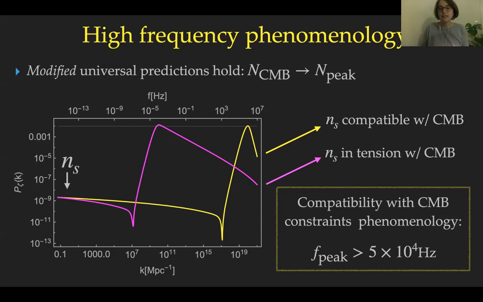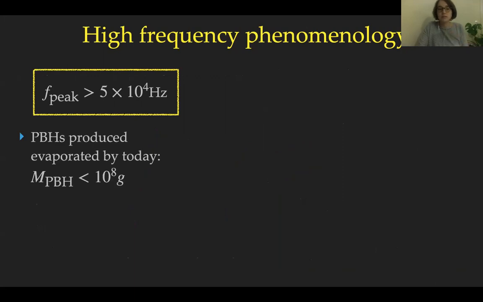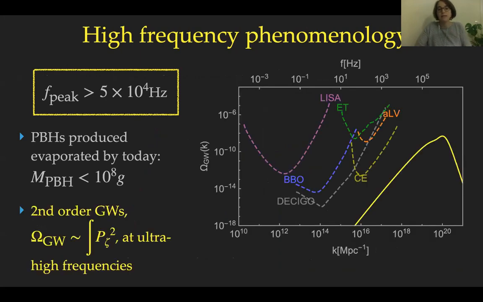So what we have found is that in order for the models to be compatible with the CMB, the phenomenology is constrained, and in particular, the scale of the peak is constrained to be at very high frequencies. In particular, here you can see the correct expression. And the consequence of this is that the primordial black holes produced are evaporated by today, so they cannot constitute a candidate for dark matter, and the second order gravitational waves peak at ultra high frequencies.